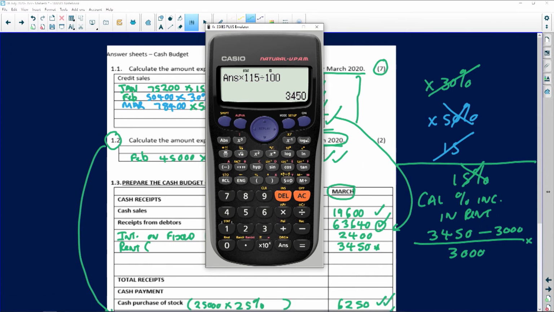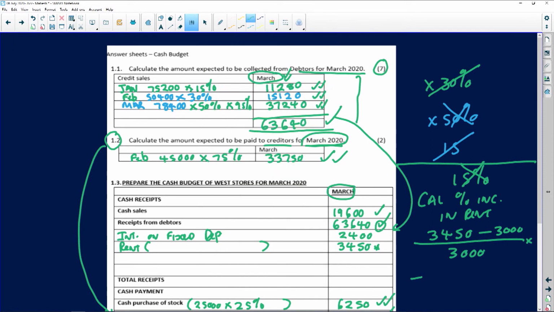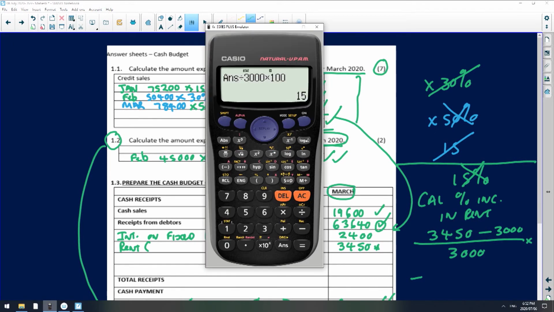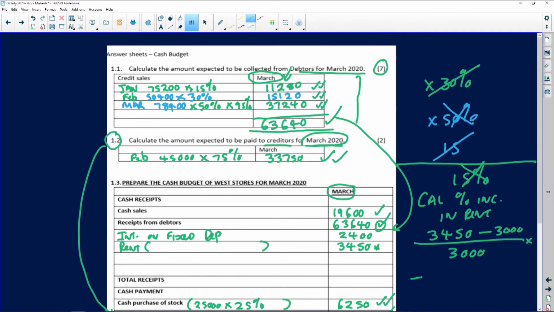So I'm taking the new rent, 3,450 minus 3,000. Clearly that's giving me 450, divided by 3,000, times 100, because I want my answer as a percentage. Let's just get the calculator out quickly. As you can see, the percentage is 15%. So in the event of them asking you to work backwards.